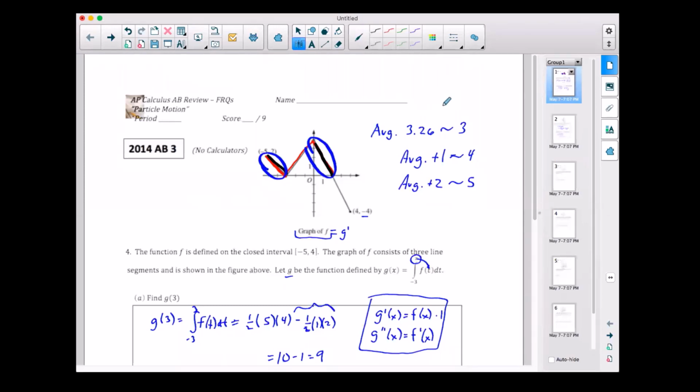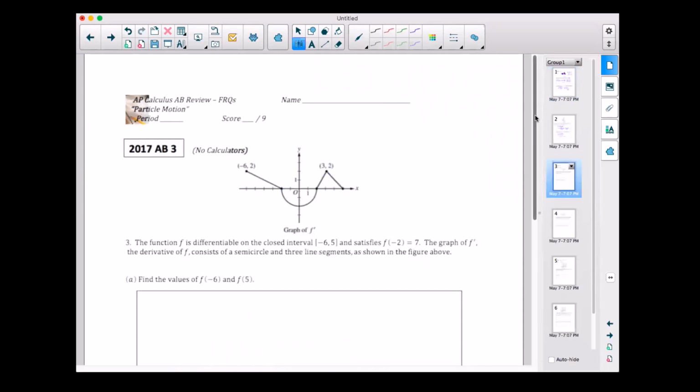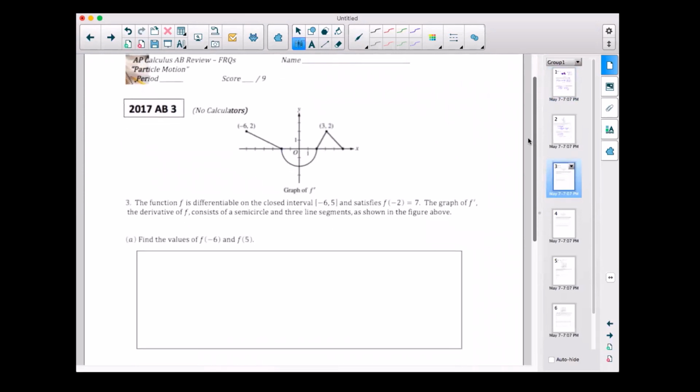So imagine you got 8 points on this problem or 9 points on this problem. You're beating the average by 5 or 6 points. And that's going to really build you a nice cushion for those harder questions where maybe you struggled a little bit. So let's try another one here. This is from 2017, and this one's a little bit different.